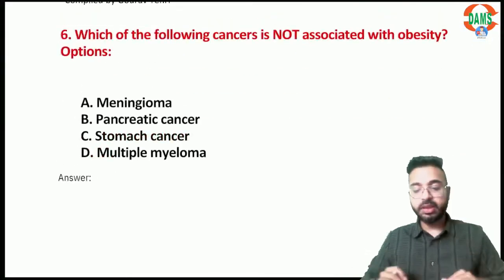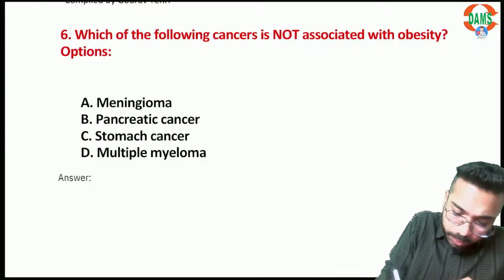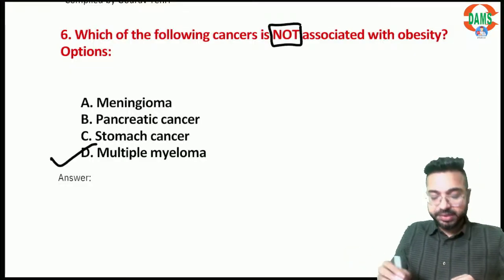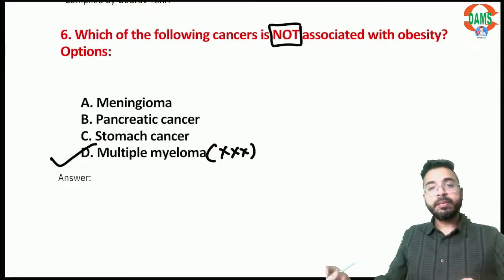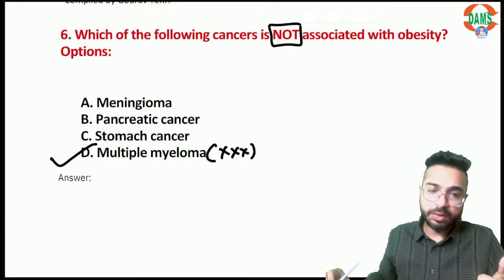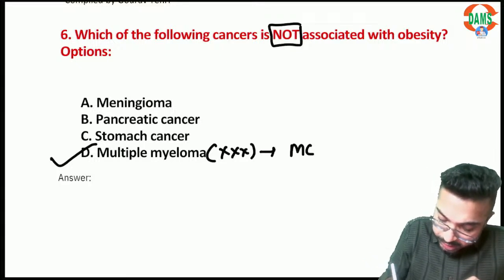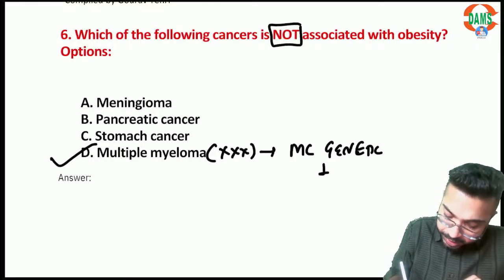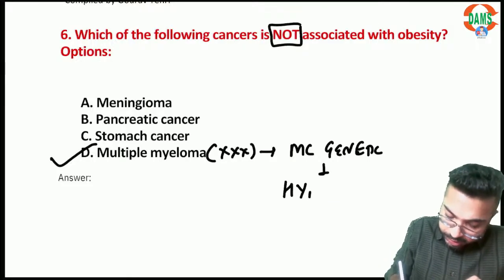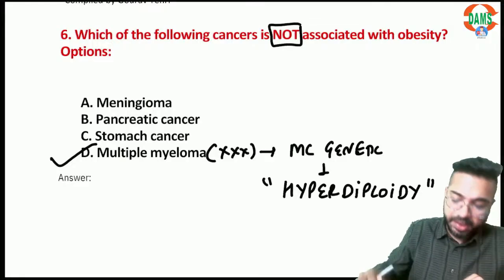And next question. Which of the following cancers is not associated with obesity? I really hope all of you would have picked it. And the answer is multiple myeloma. Multiple myeloma is more of a genetic disorder where the most common genetic involvement seen is hyperdiploidy. It has absolutely no relation or association with obesity whatsoever.